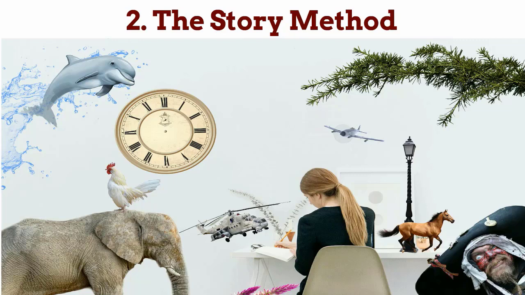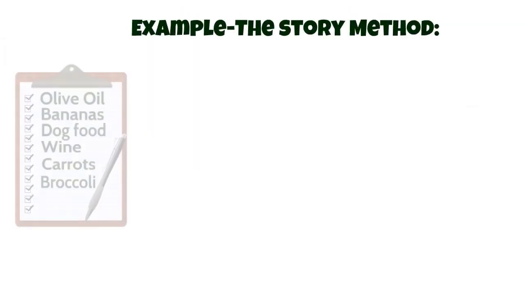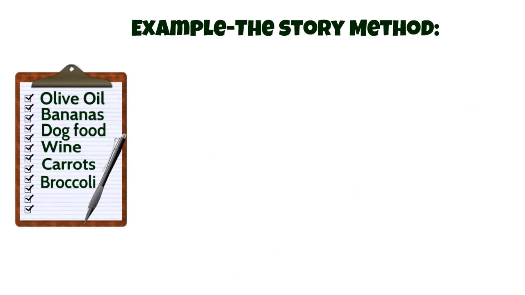Let's view an example on how to use this method by memorizing the same shopping list presented earlier. In this way, besides understanding this method, you will be able to compare the efficiency of the 2 variants of the link system. Here's our list: olive oil, bananas, dog food, wine, carrots, and broccoli. Now, let's create a little story with these products.